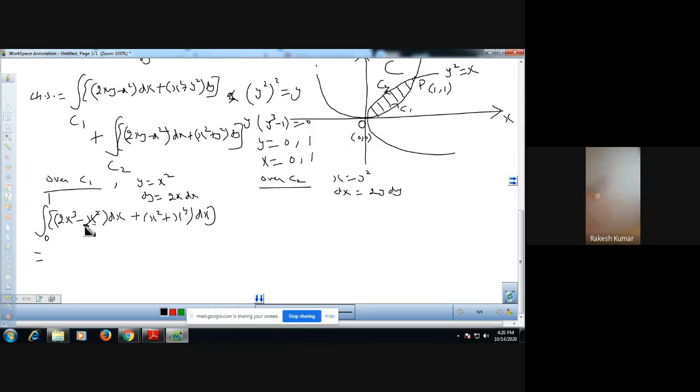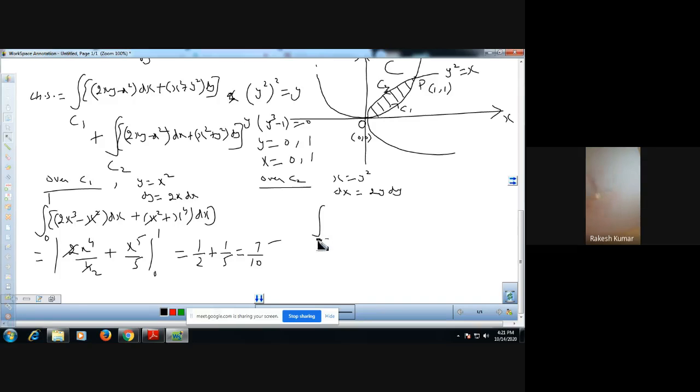Now, clearly this x square will be cancelled with this. So it is negative x square, it is positive x square. So next we have integration 2x4 over 4, x5 over 5. The limits are 0 to 1. This is 2. So it is 1 by 2 plus 1 by 5. This is 7 by 10. So this is over C1. We will have value 7 by 10.